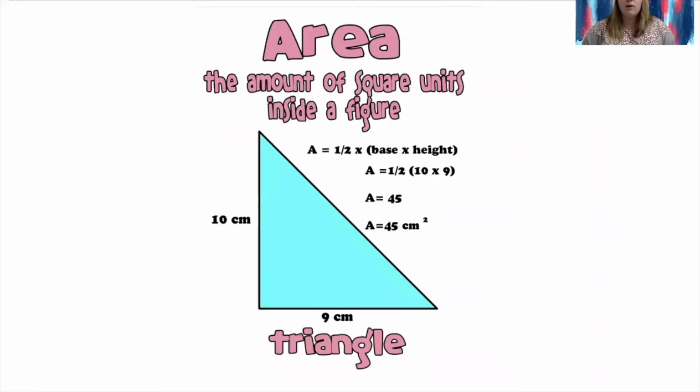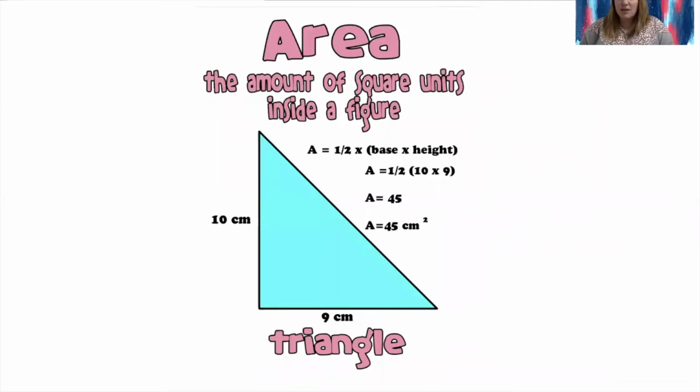So if we are finding the area of a triangle, you're going to use the formula, which we said is specific to the shape. So the formula is base times height divided by 2, or you can think of it as 1/2 of base times height, because when we find 1/2, we divide by 2.